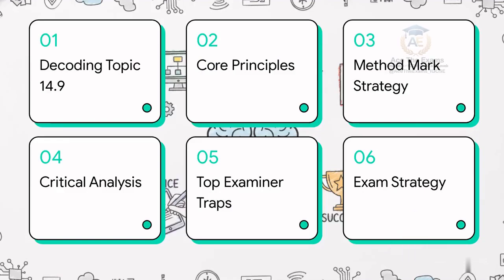To pull off this heist, we need a flawless step-by-step plan. We will start by decoding topic 14.9 to understand the foundational framework. Then we'll cover the core IT principles and dive deep into the method mark strategy. After that, we are running an interactive workshop on mastering critical analysis, mapping out the top examiner traps you absolutely need to avoid, and we'll wrap up with the ultimate exam success formula.